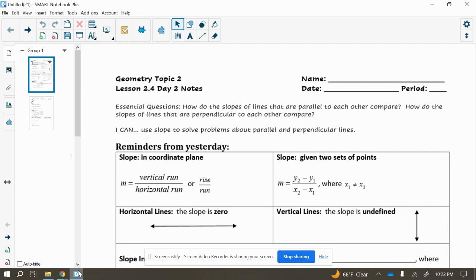Everyone, and welcome to day 2 of lesson 2.4. Today we are going to talk about using slope to identify parallel and perpendicular lines.